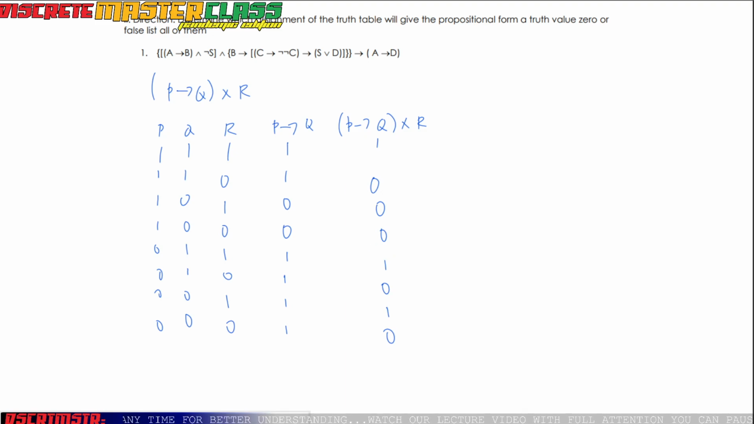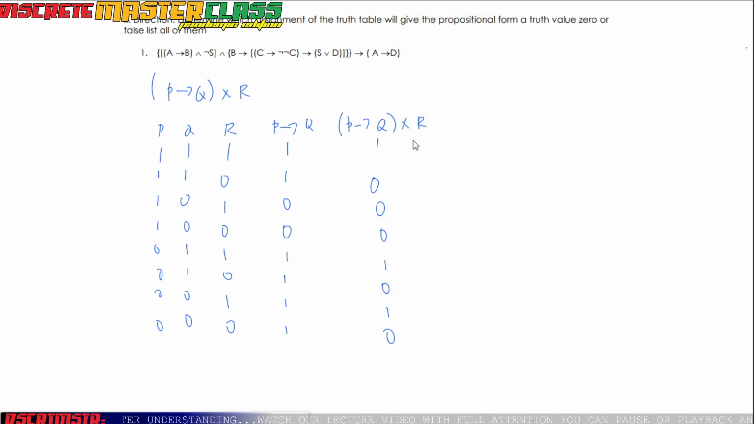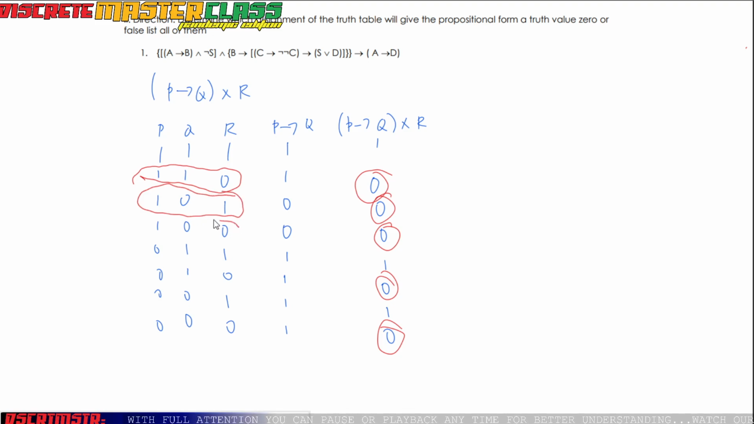Kung mapapansin mo, this is the propositional form given to you. Meron kang 1, 2, 3, 4, 5 limang assignments na kung saan yung propositional form 0. And that is when P is 1, Q is 1, R is 0. Also, this assignment will give you 0. This assignment will give you 0. This assignment will give you 0. And this last assignment will give you 0. Okay, lilista mo lang lahat yon.